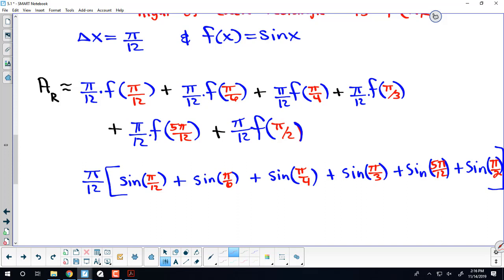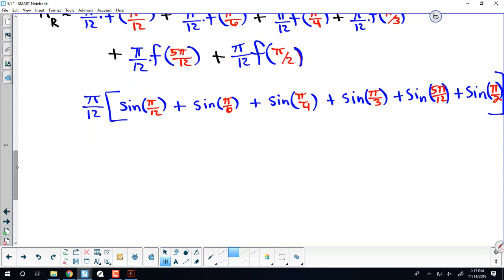I know that's kind of time consuming. Are there any questions on what we've done there? So just want, again, make sure your calculator's in radians when you compute these values, not degrees. And so you should come out with the area using the right Riemann sum to be approximately pi over 12 times all of that, which is 1.125.